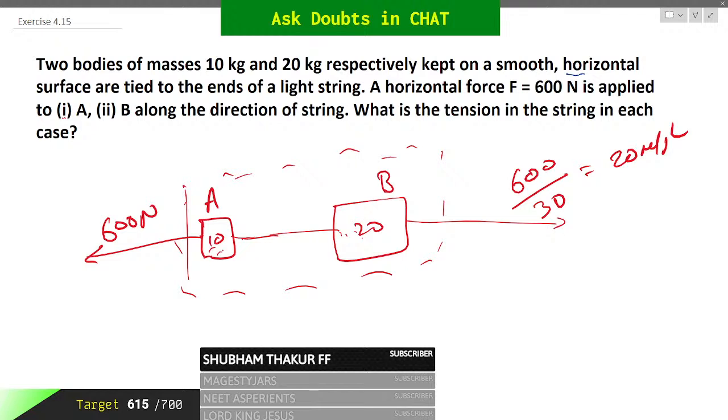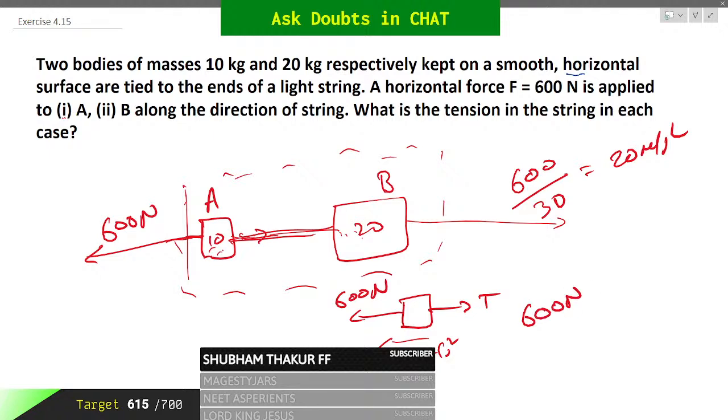Now what the difference would be in each case is the tension in the string. So if we pull body A with 600 Newton, then the tension would be different. Let us have the free body diagram of body A over here. So this is tension T, and this is the force applied, 600 Newton, and it is moving in this direction with the acceleration of 20 meter per second square. So the free body diagram says that 600 Newton minus T would give us 20 meter per second square times the mass, that is 10.